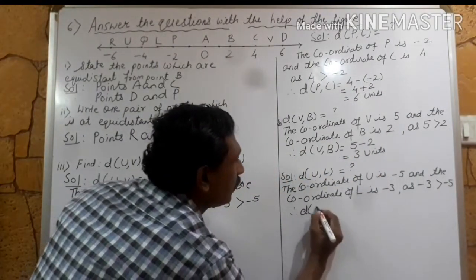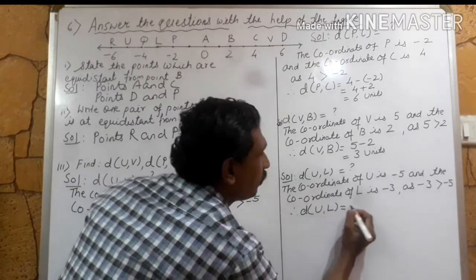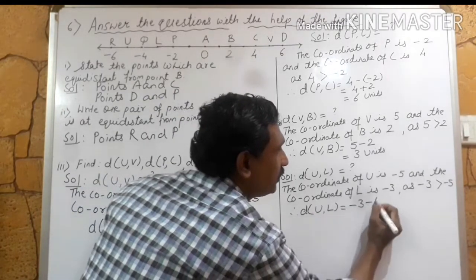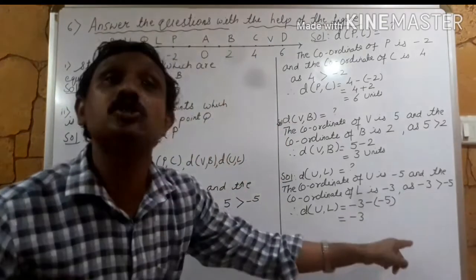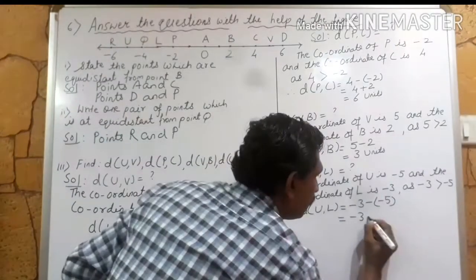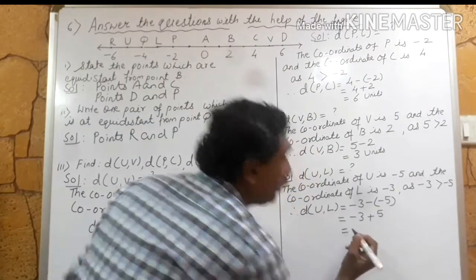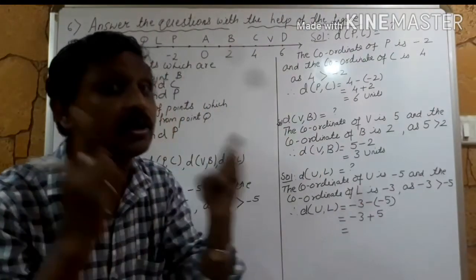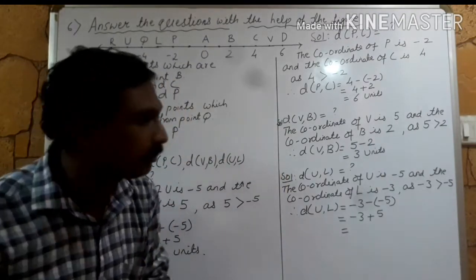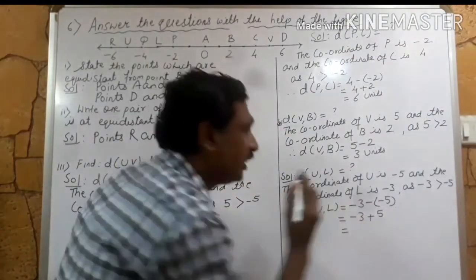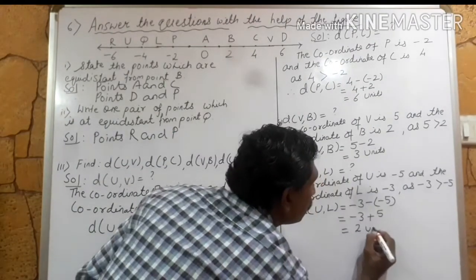Therefore, distance UL is equal to minus 3 minus of minus 5, which is equal to minus 3 plus 5, since minus into minus gives me plus. One is minus, the other is plus. We always subtract and put the sign of the greater number. Minus 3 plus 5 gives me 2 units.